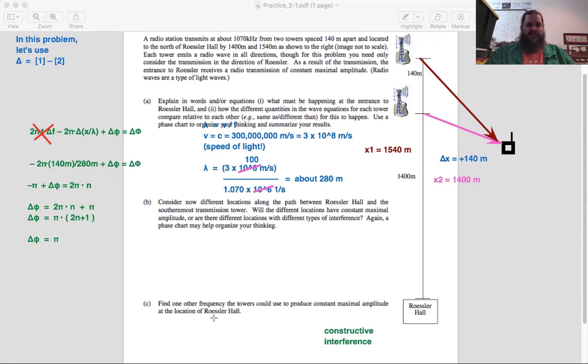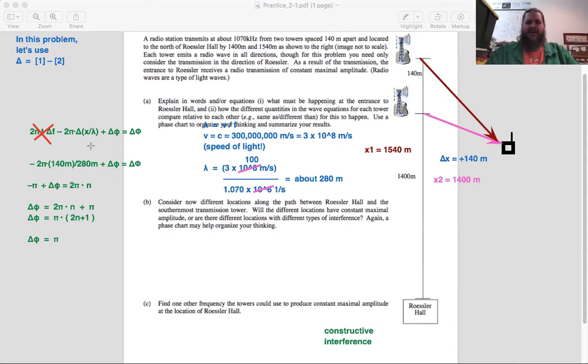And then for part C, it's asking for one other frequency. So I think we could go back to the original, keep everything else the same. Delta X is still 140, delta phi is still pi, but we want another wavelength. Find another wavelength that leads to a different even multiple of 2 pi, or whole number multiple of 2 pi. So assume wavelength is now unknown, but set delta total phase equal to another 2n pi. Solve for wavelength, then convert that back to a frequency. And that'll give you another frequency that still produces constructive interference.